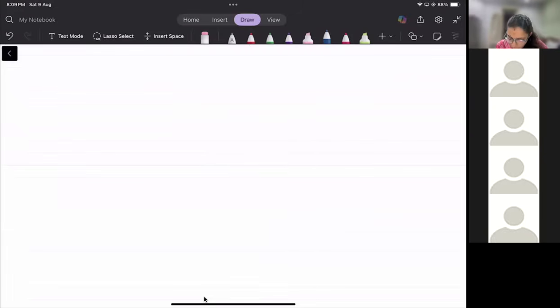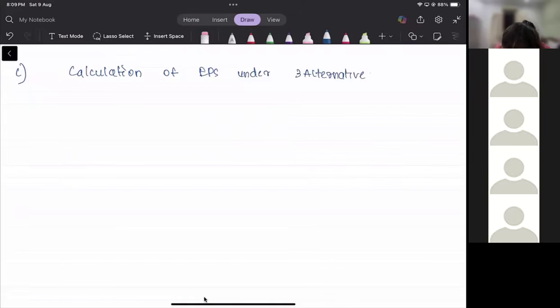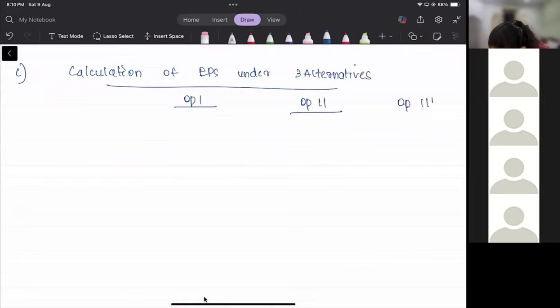Very simple. You just have to find out the EPS. That is the third part. And last part is to find out the weighted average cost of capital, right? Yes. So first let's do the EPS. Calculation of EPS under three alternatives. Option 1, option 2, and option 3.